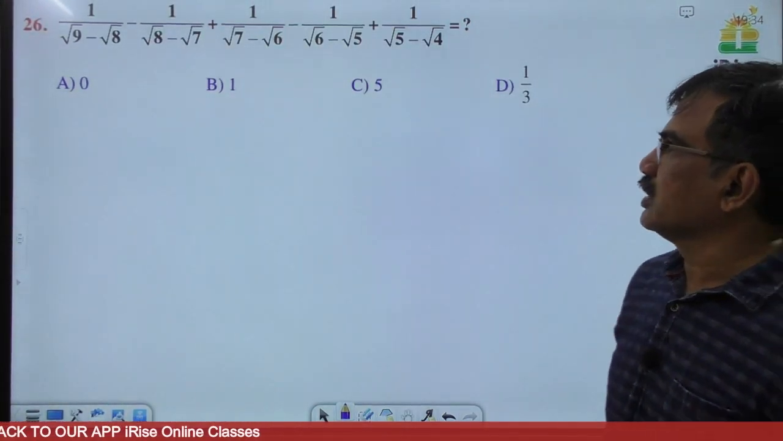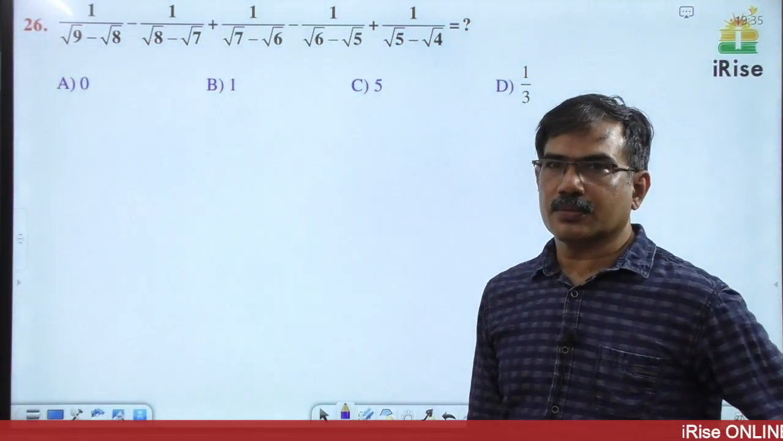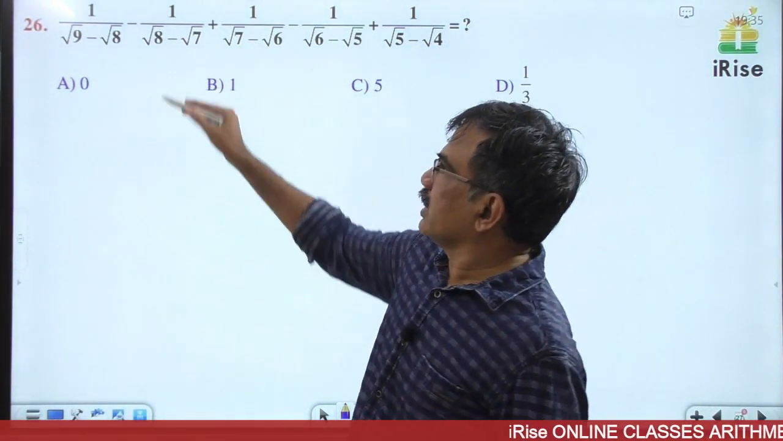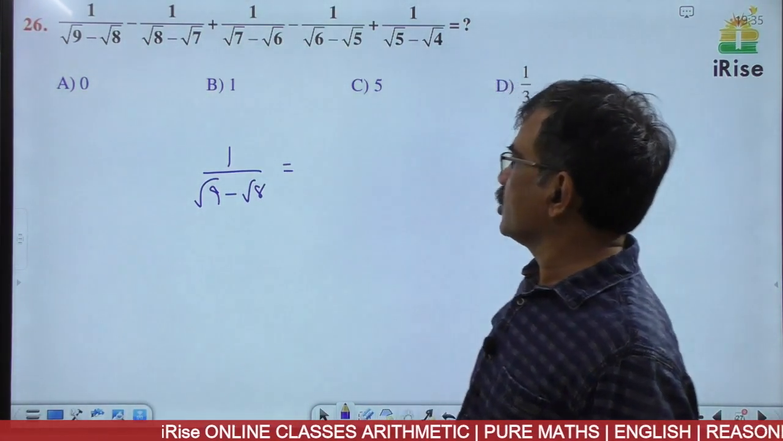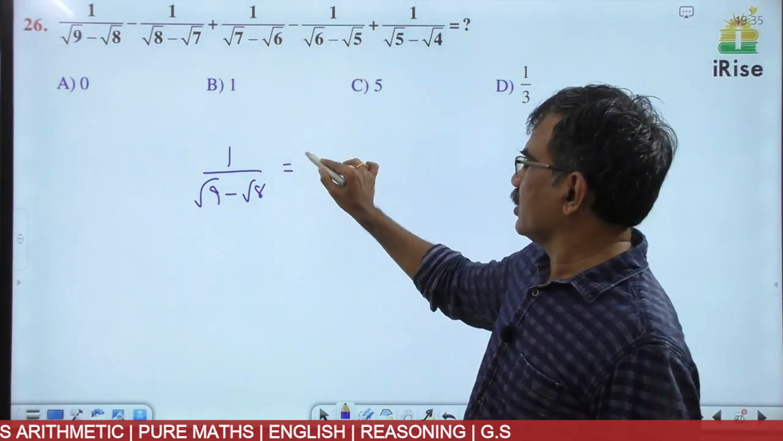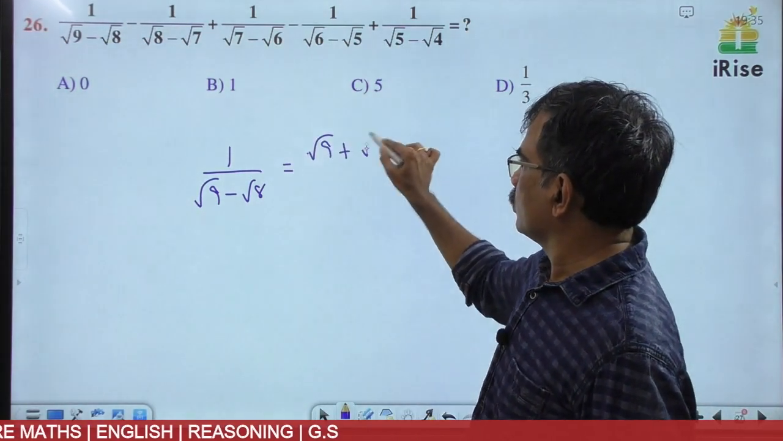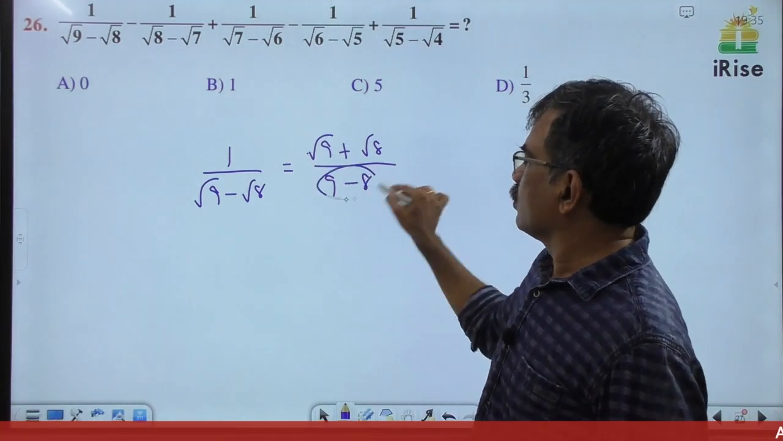It's a very simple question based on rationalization. 1 by root 9 minus root 8. How to write this, rationalization? Just multiply and divide by root 9 plus root 8, by 9 minus 8, which is equal to 1.